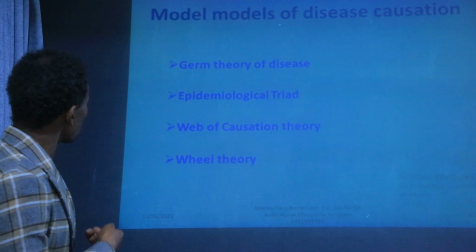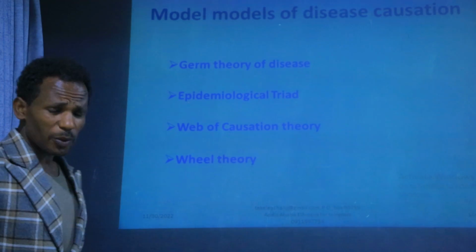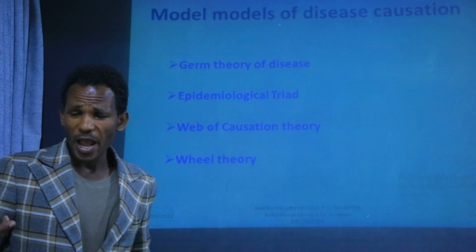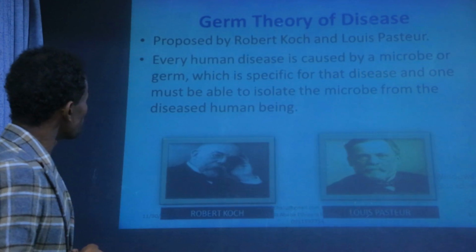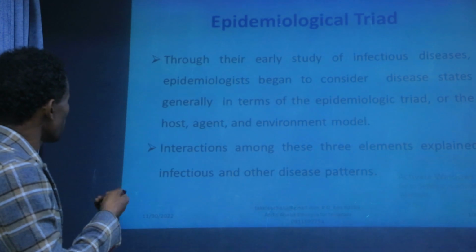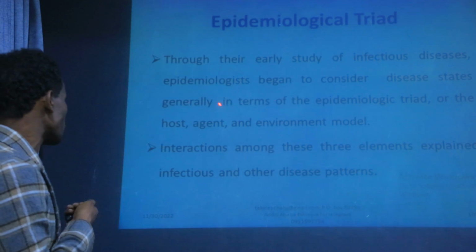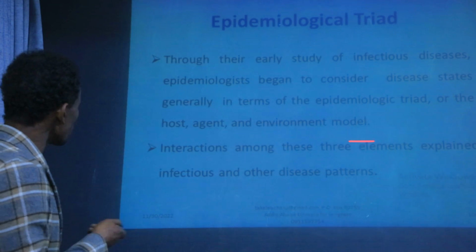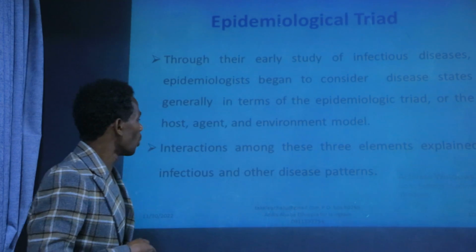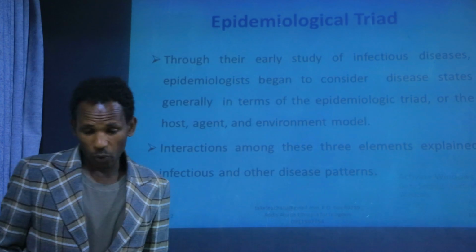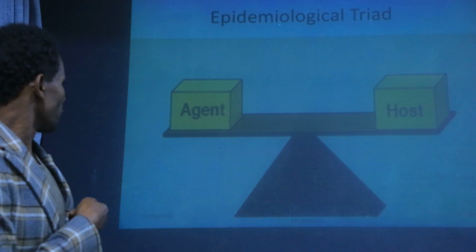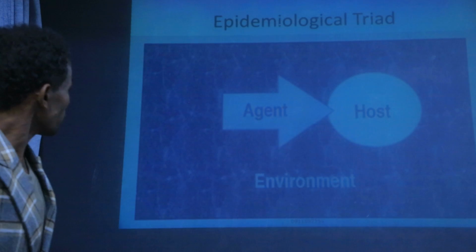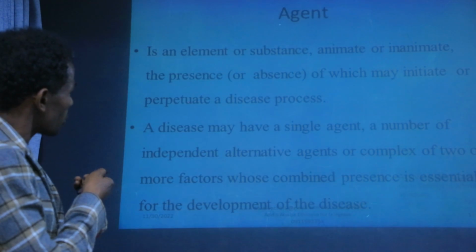And the next one is all about the epidemiological triad. In epidemiology, there are three parts, which means agent, host, and environment. The agent is the exposure. These are the early stages in infectious disease. Of course, in epidemiology we need to consider the disease stage in terms of the epidemiological triad, the host, agent, and environment model.